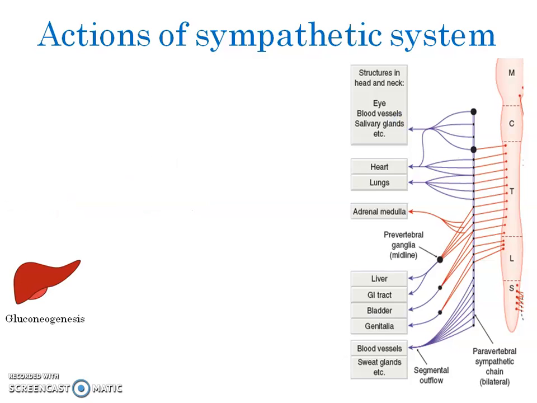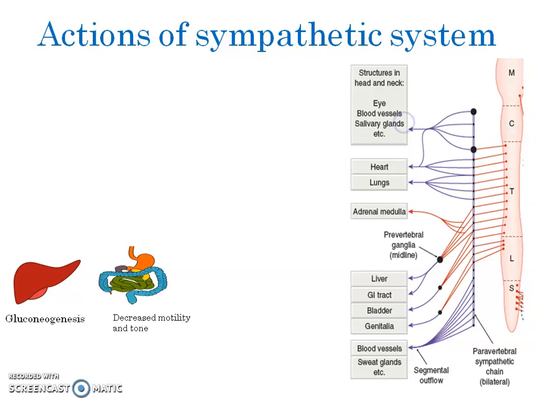Now coming to the lower part of the body, what does the liver do in the sympathetic neurotransmission? Whenever you're in a fight mode, what happens to your energy? You need energy, right? So how do you get energy? Glucose. How is glucose produced? In the liver, mainly through gluconeogenesis or glycogenolysis.